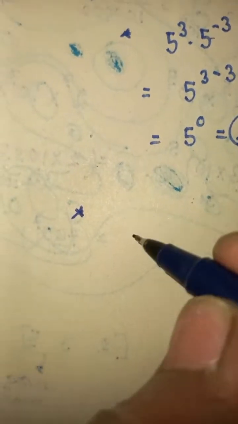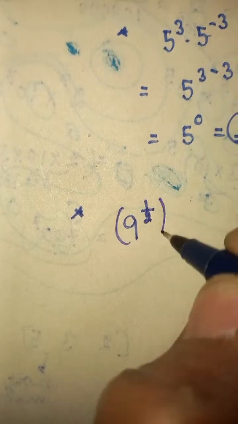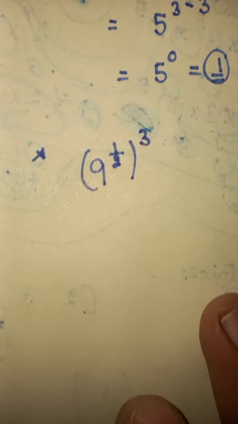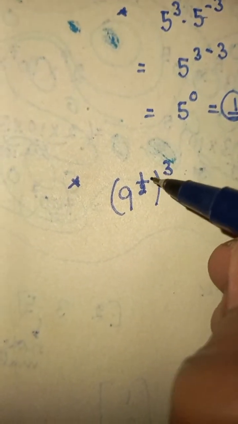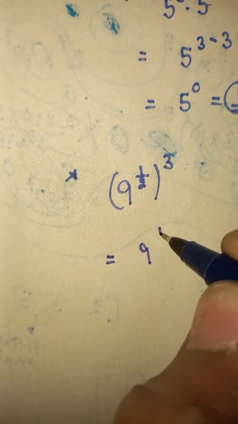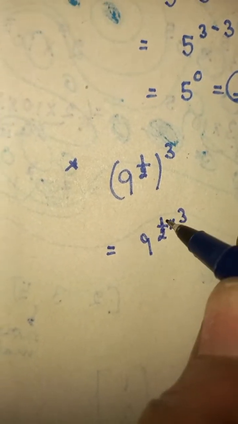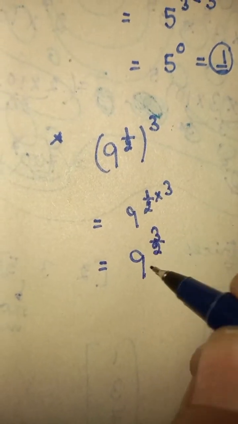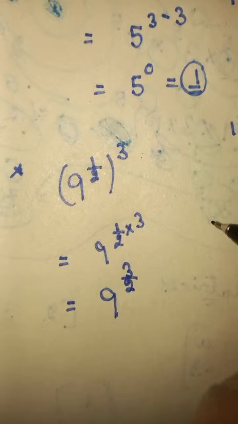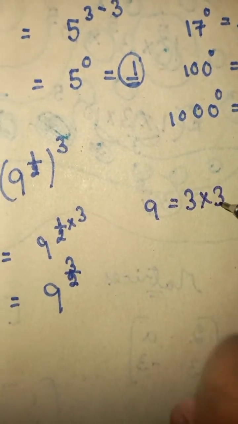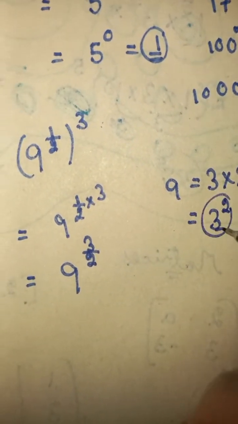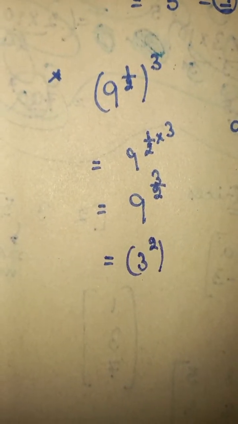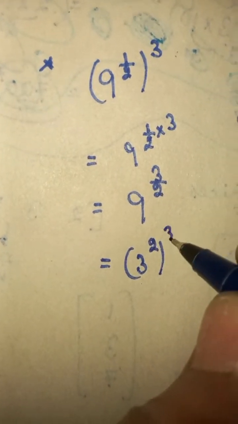In this problem they are giving 9 power of half, whole power of 3 cube, whole cube. Here you need to multiply the powers inside and outside of the bracket. That becomes 9 power of half times 3, where 3 times 1 in the numerator becomes 3, denominator 2. It is 9 power of 3 by 2. 9 can be written as 3 times 3, so it is equal to 3 square. This will be equal to 3 square whole power of 3 by 2.